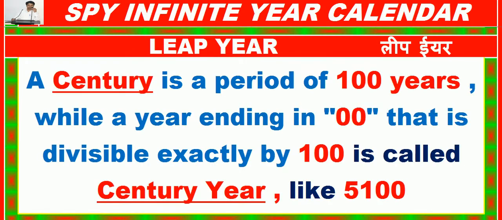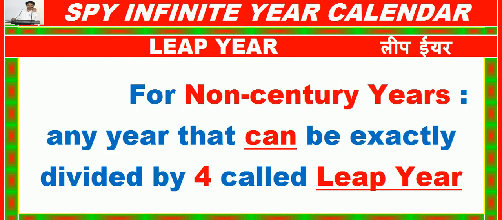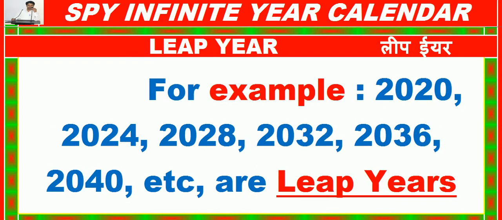The century is a period of 100 years, while a year ending in 00 that is divisible exactly by 100 is called a century year, like 5100. For non-century years, any year that can be exactly divided by 4 is called a leap year. For example, 2020, 2024, 2028, 2032, 2036, 2040, etc. are leap years.